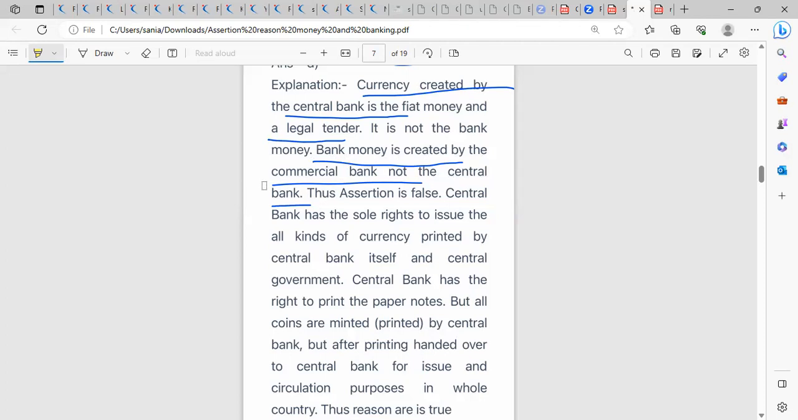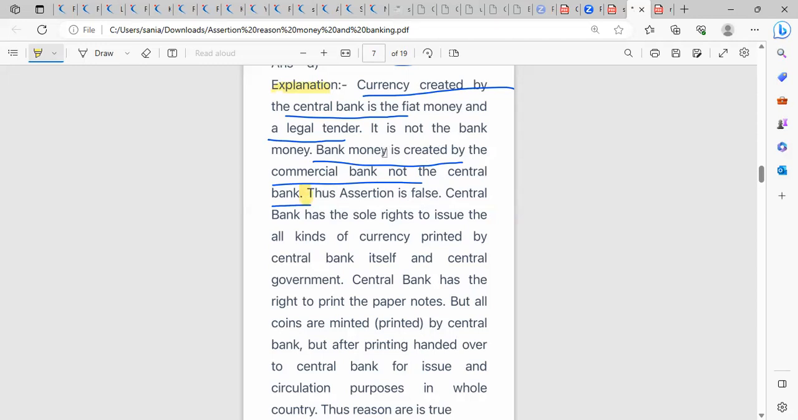Clear? When you are keeping your money over there, that's the bank deposit, right? So bank money is not created by the central bank. Most of the students do it correctly because they know that it's written central bank, not the commercial bank. So in the explanation, bank money is created by the commercial bank, not the central bank. You will write till here. Clear? So I hope you got the two ideas.